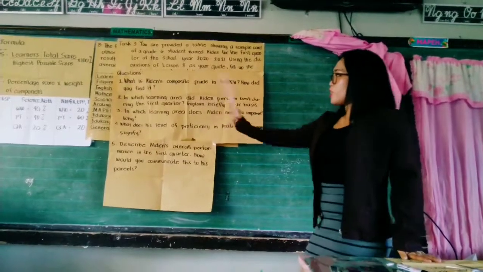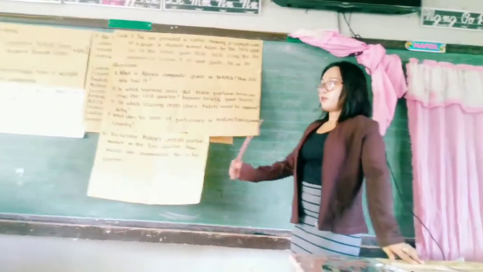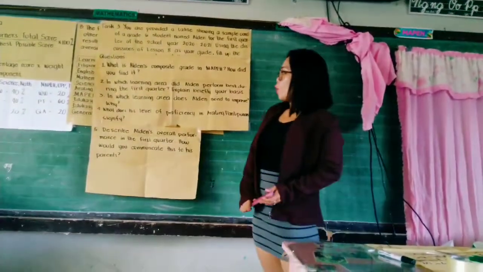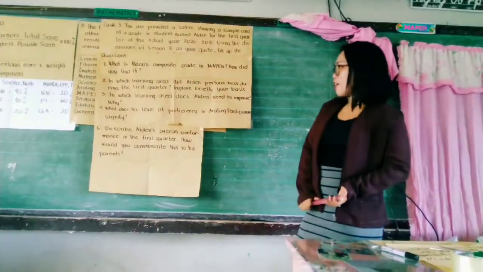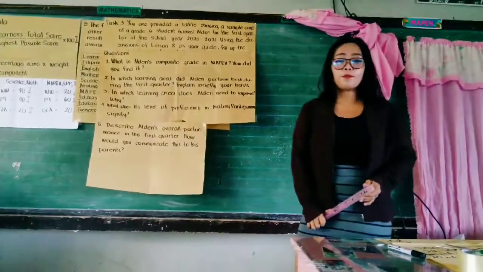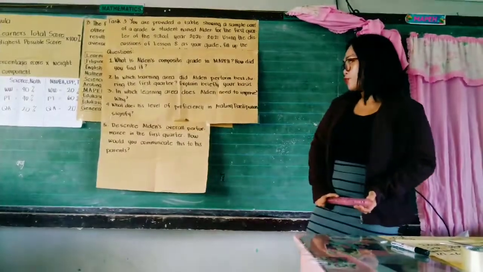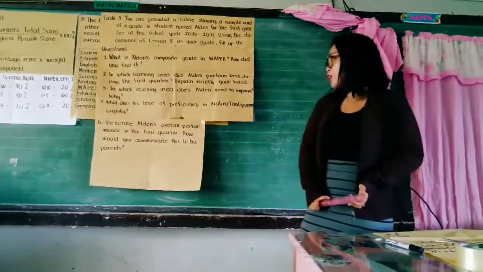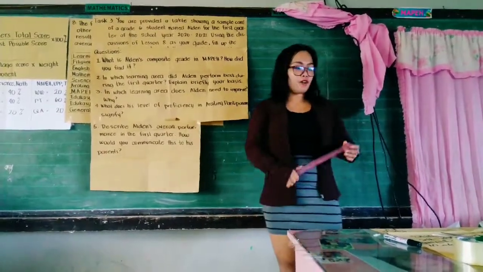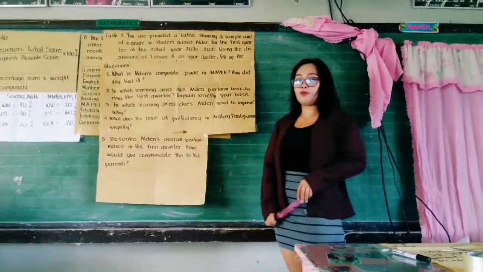Number 3. In which learning areas does Alden need to improve? Alden needs to improve in Mathematics because he got the lowest grade in it. Number 4. What does his level of proficiency in Araling Panlipunan signify? In Araling Panlipunan, 89 is proficient. Number 5. Describe Alden's overall performance in the first quarter. How would you communicate this to his parents? 86 was the general average of Alden. All I can say to his parents is that Alden passed, although he needs to improve in Mathematics.